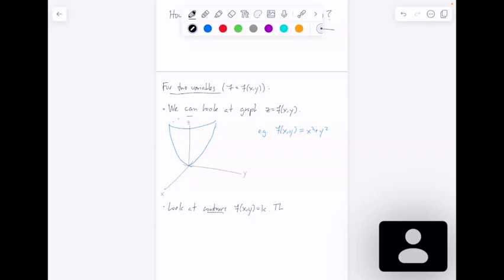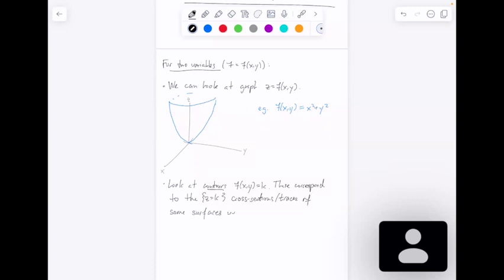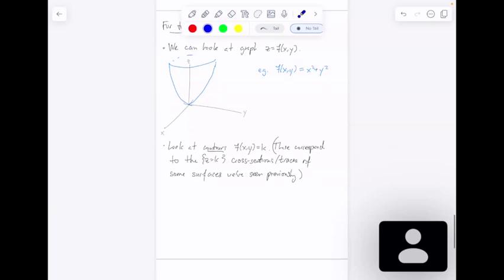So these correspond to the z equals k cross sections of some surfaces we've seen previously. All right, so what I mean is you can look at the contours of f of x y equal to k, which means in this case, we still have our function x squared plus y squared. Its contours are of the form x squared plus y squared is equal to k. And we could plot this out.